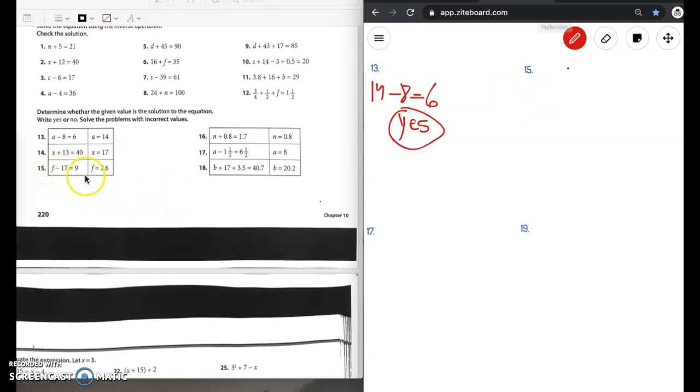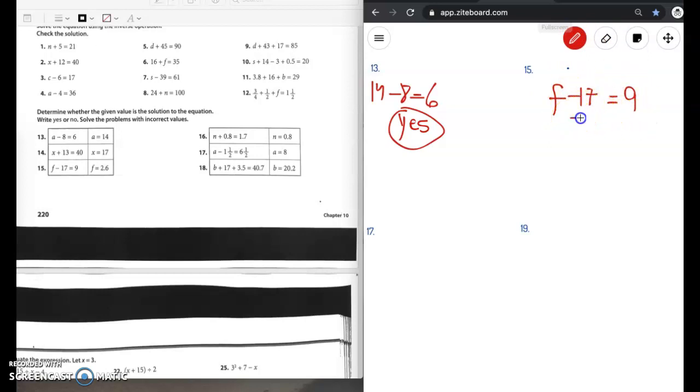f minus 17 equals 9. F in this case is 2.6, so we're going to substitute f with 2.6. Well, I'm sure that right away you know that it's wrong, because then it's supposed to be a negative number if that's correct. So that is wrong. So then what is f? If it's not 2.6, then, boys and girls, what is f? Let's do the inverse operation.